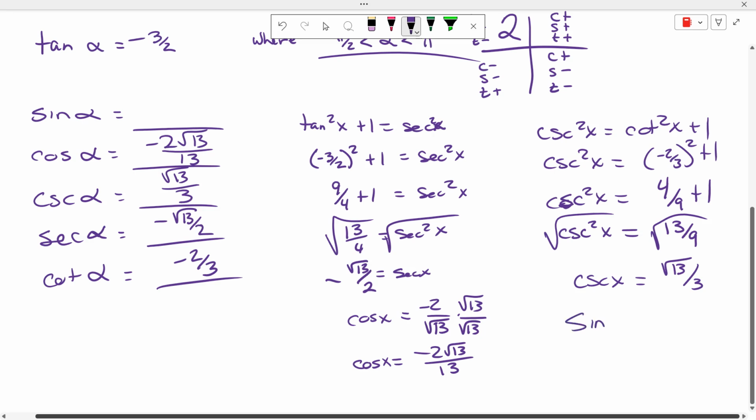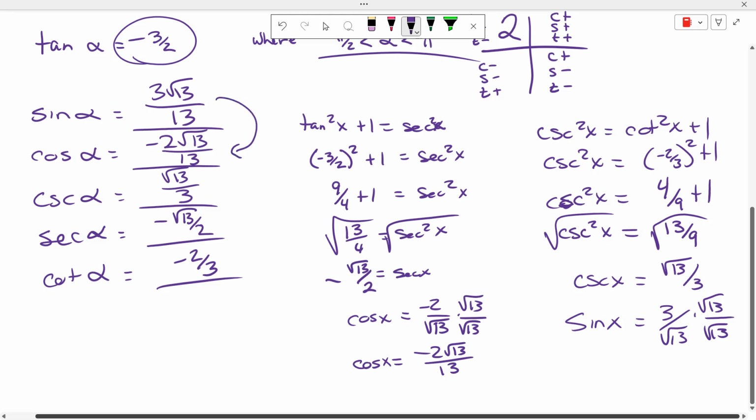So the sine is the reciprocal of that. Can't leave square root on the bottom. So it's 3 square root of 13 over 13. Notice how tangent is negative 3/2. If you put this over this, wouldn't it be negative 3/2? Way to check your answers a little bit.